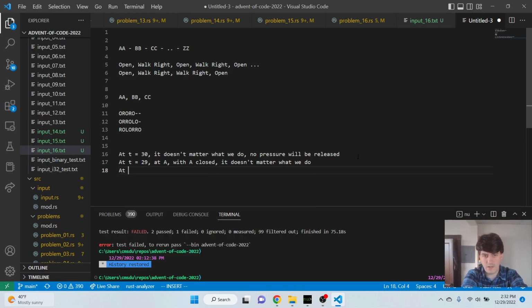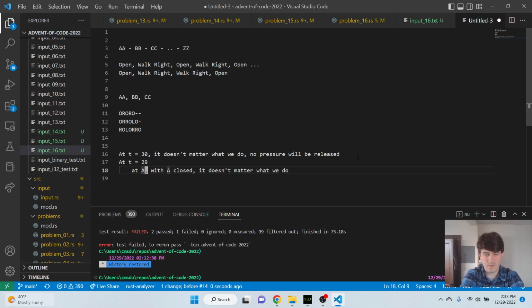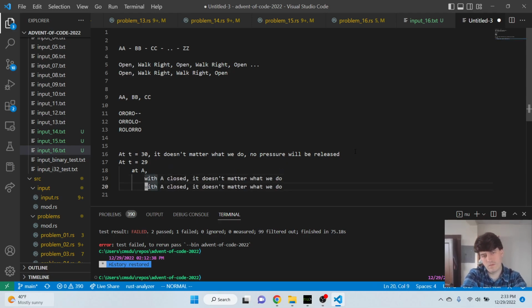At t equals 29, at A with A open. Wait, with A open, it doesn't matter what we do. Because it's already open. With A closed, we should open it.